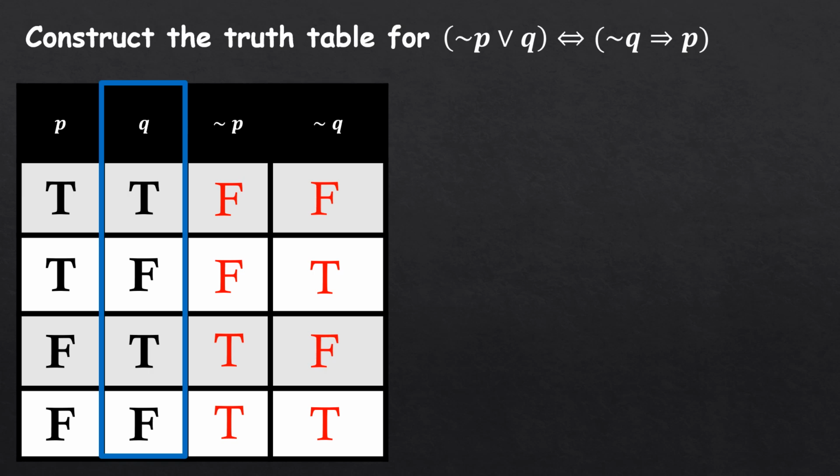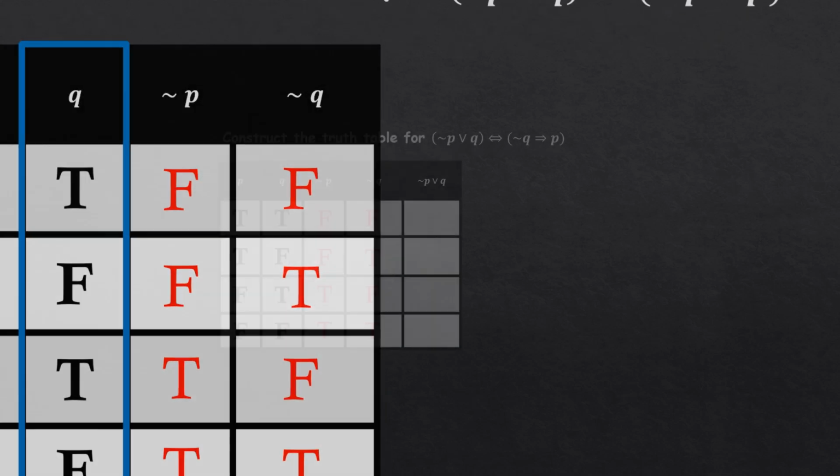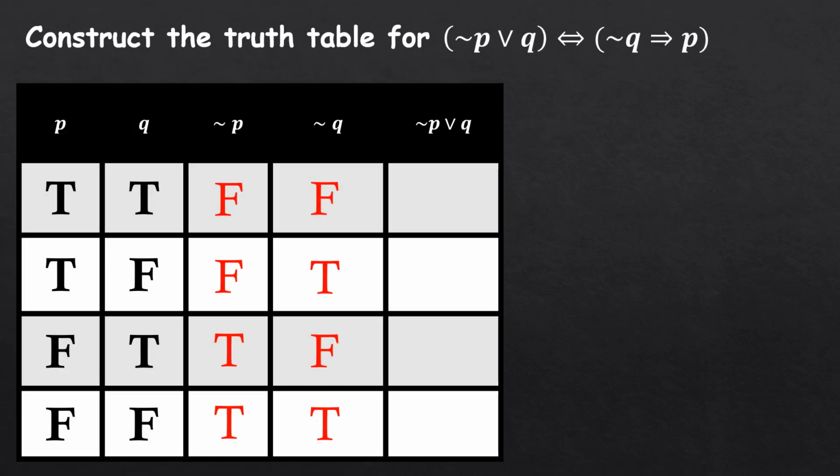So if you ask me, ma'am, what are we going to evaluate first? Is it not P or Q or not Q implies P? Either of the two can go first since both already have their variables given in the logical statement. So, it's for you to decide which one you will evaluate first. So, let's say we will evaluate not P or Q first.